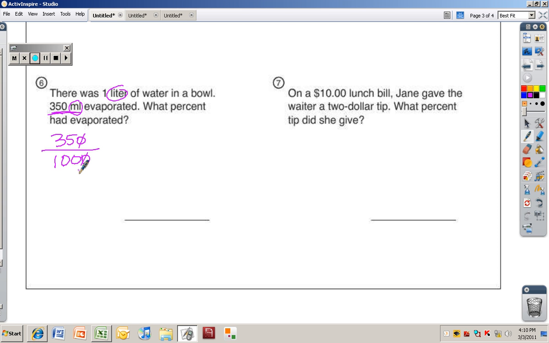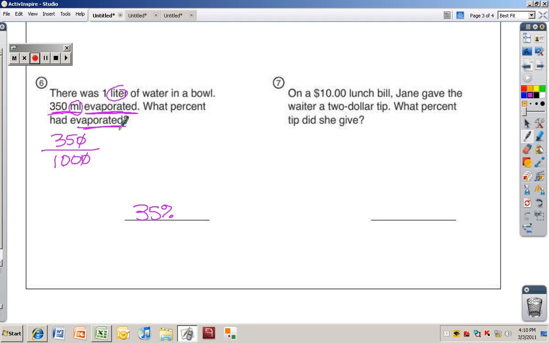Divide both of them by 10. So what's our percent? 35%. Are we sure that's the right answer? Yes. Okay, because it says evaporated, what percent evaporated? You got to watch out because they might say what percent was left in the bowl. And in that case, you'd say 65% were left, right?